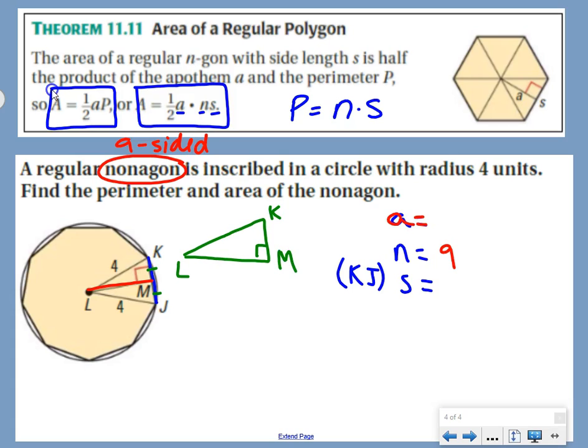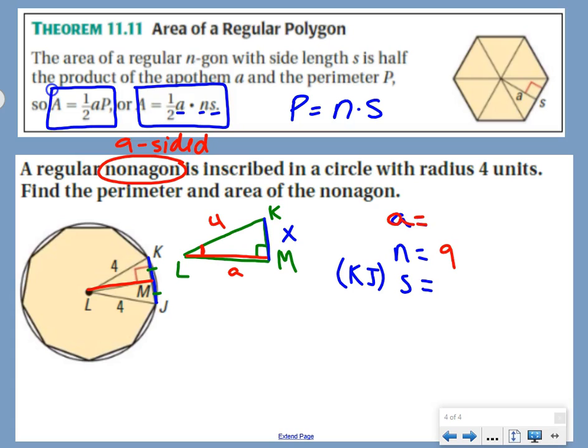All right. So this side is our red side, our apothem. So I'm going to put an A there. And then the blue piece is half of our side length. So I'm just going to call that X for now. We also know that this is 4.